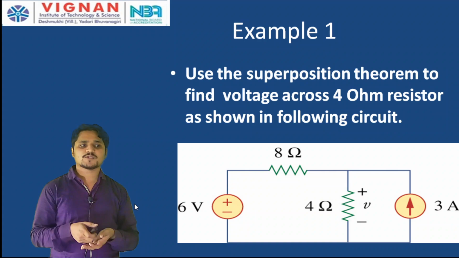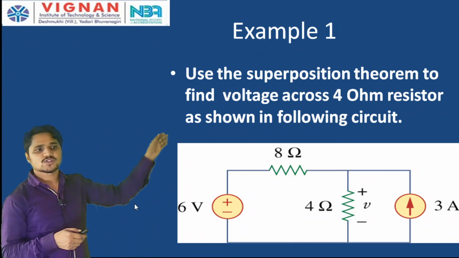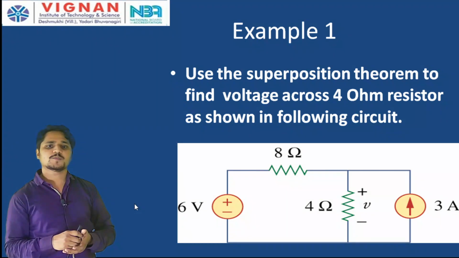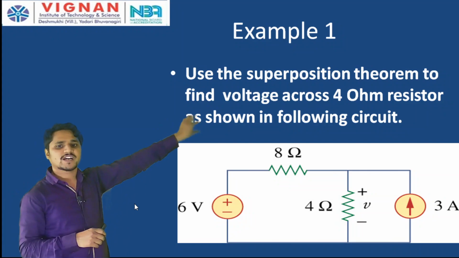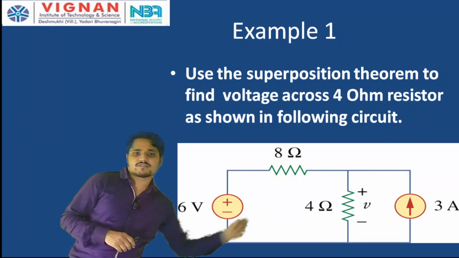So, the superposition theorem is applicable only for linear networks. To apply the superposition theorem, let us take one example problem. The question is, by using the superposition theorem, we have to find the voltage across the 4 ohm resistor.